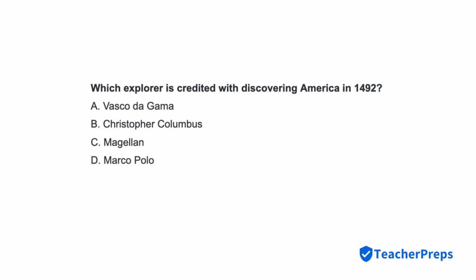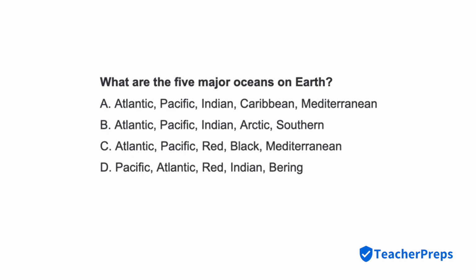Which explorer is credited with discovering America in 1492? Correct response, letter B, Christopher Columbus. What are the five major oceans on Earth? Correct response, letter B, Atlantic, Pacific, Indian, Arctic, and Southern.